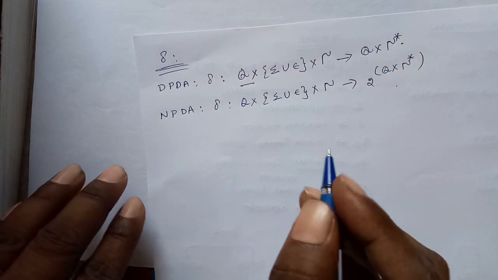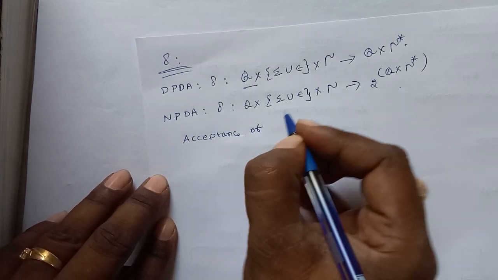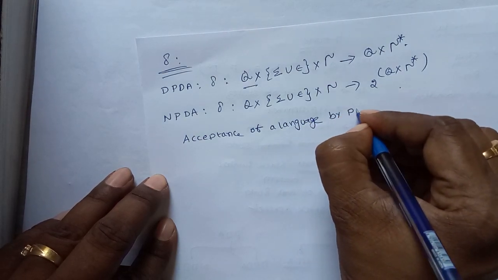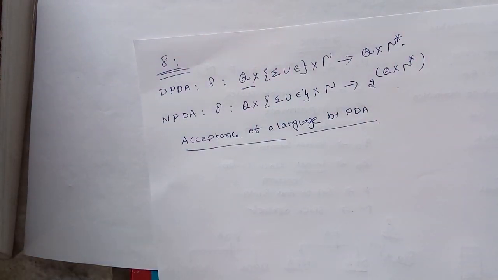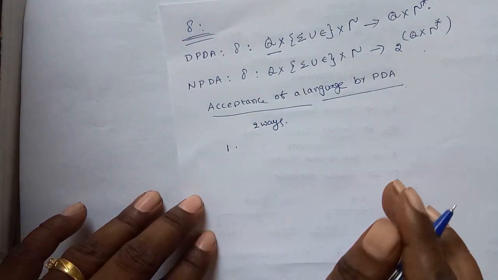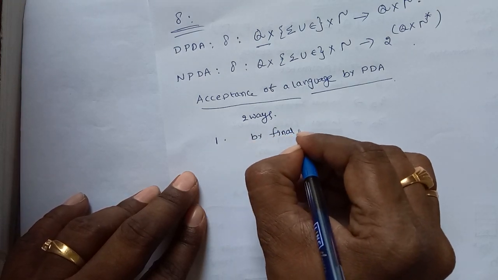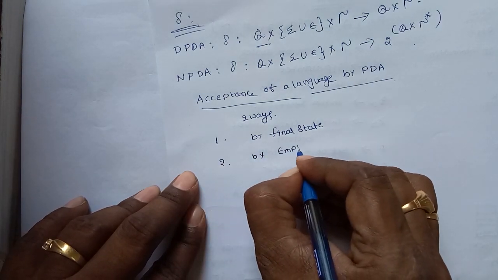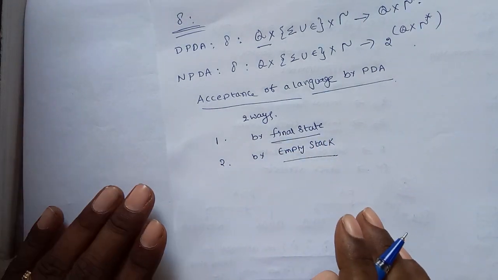Okay, now the next point is acceptance of a language by pushdown automata. In this we have two ways to accept the language. One is acceptance by final state, the other is acceptance by empty stack.